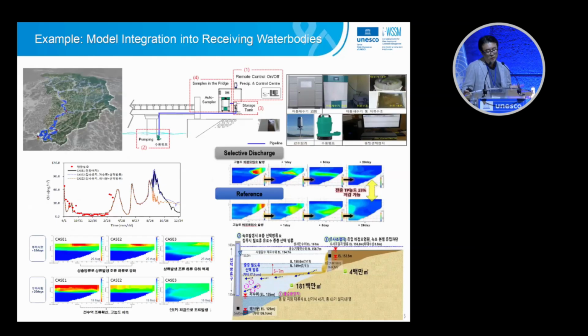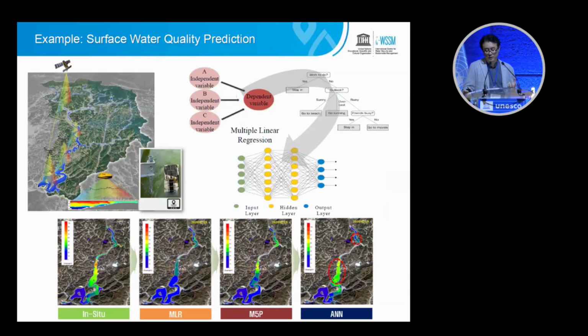In this context, I propose that the AI model is an effective emulator of the existing mechanistic model, because normally a mathematical model spends too much time to compute. So next is about surface water quality prediction using satellite images. This AI-based prediction has shown better predictive power compared to conventional approaches such as a multivariate regression model.